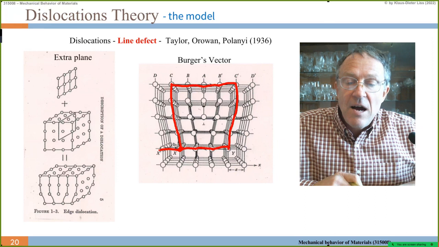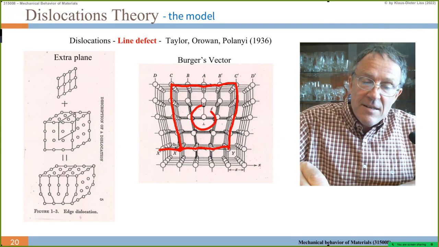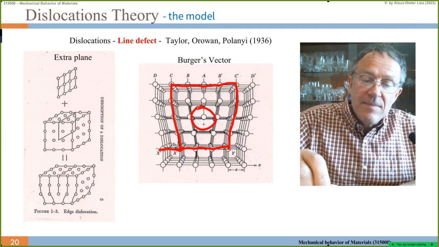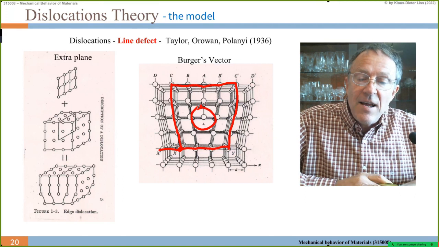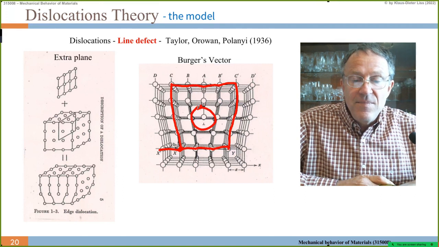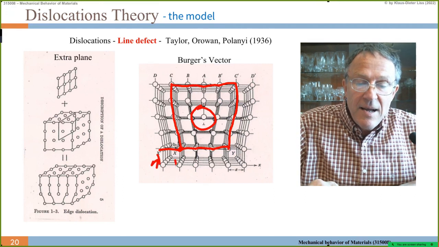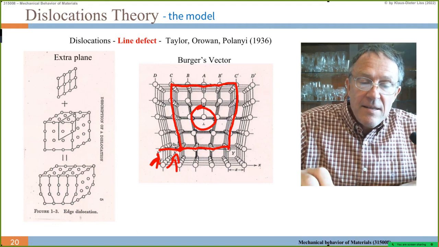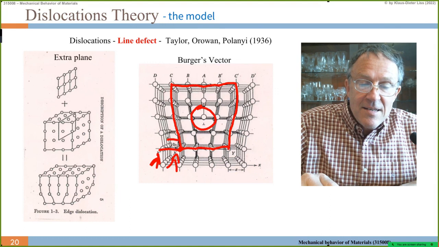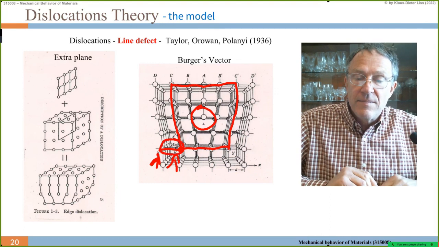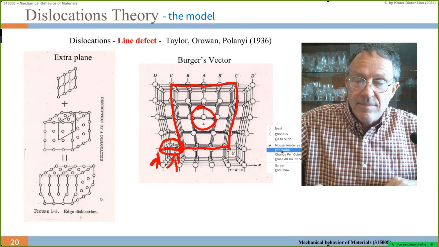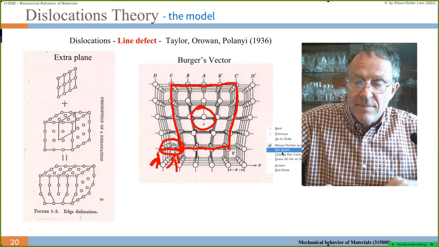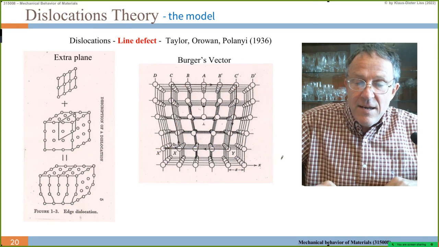However, if there is a dislocation inside, then I do not end up at the same location. Then I end up at X prime. So I started at X and I end up at X prime. And the difference between X and X prime I call the Burgers vector B. So this is how I can find dislocations.